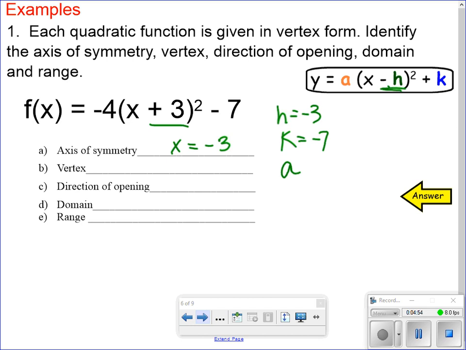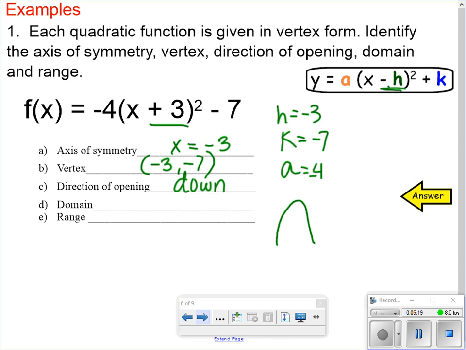I know that a is negative 4. Those are my three values that we have. So my vertex is (h, k), so if h is negative 3 and k is negative 7, my vertex is (negative 3, negative 7). The direction of opening is going to be down, because a is negative.